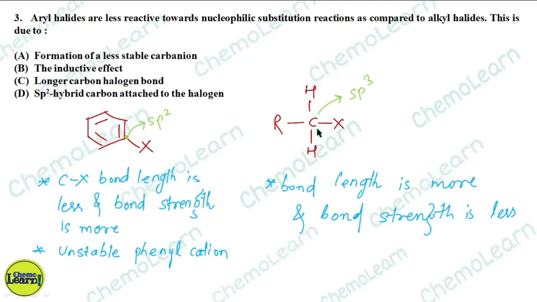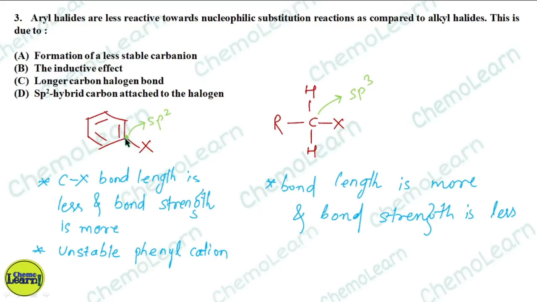So, you know, more the percentage of s character, more will be its electronegativity, and in case of aryl halide, we have sp2 hybridized carbon atom, that means 33.33% of s character, but here we have 25% s character. So, here the electronegativity of this carbon will be more as compared to this carbon. Okay. So, more the electronegativity, that means more the tendency to attract the shared pair of electrons. Moreover, if you draw the resonating structure of this molecule, then you can see that this carbon halogen bond will get partial double bond character.